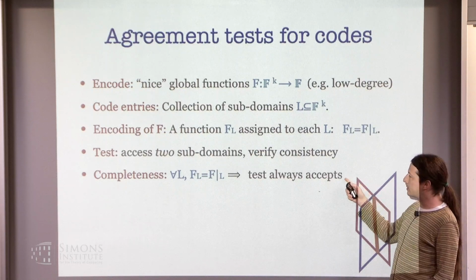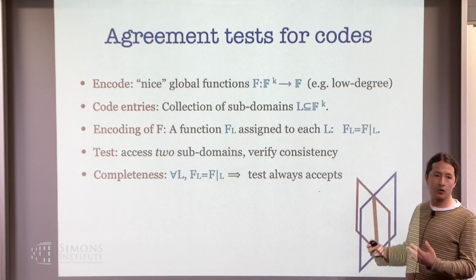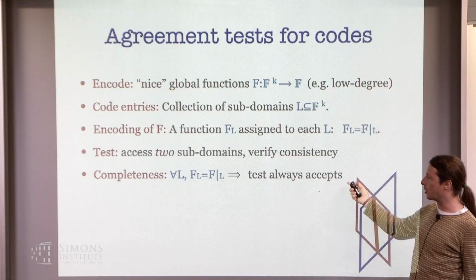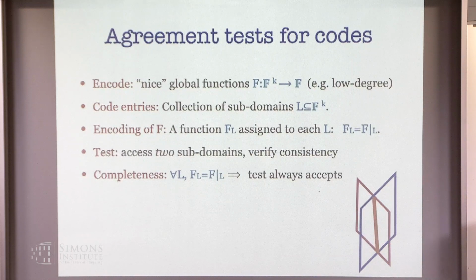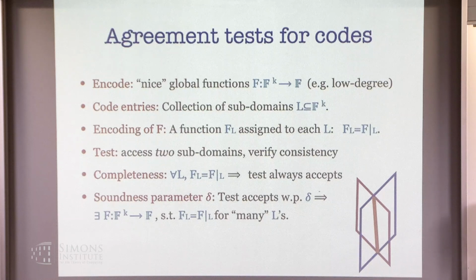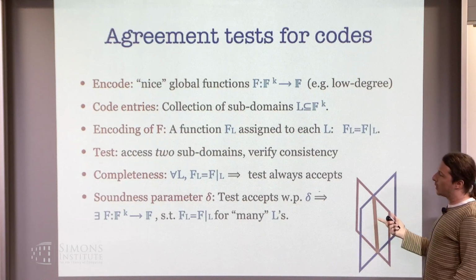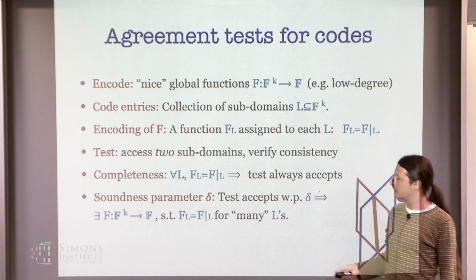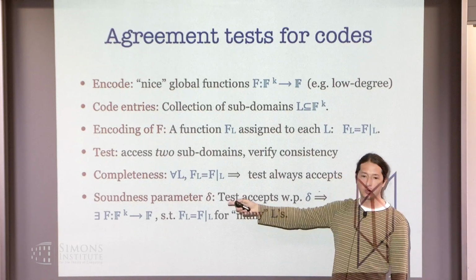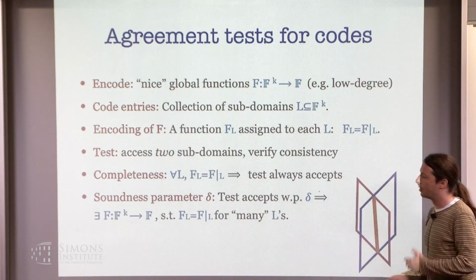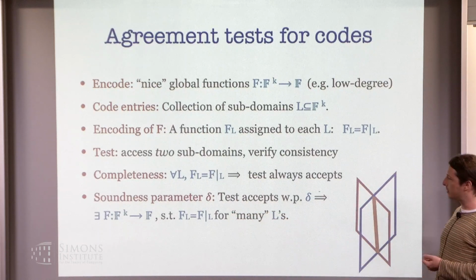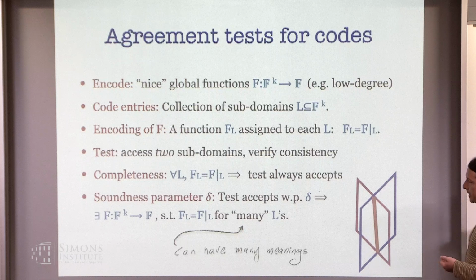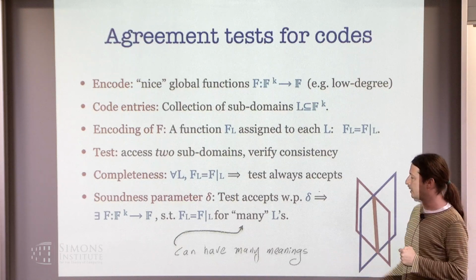And for completeness, of course, if these are all restrictions of some global function, we will always accept. So we have completeness 1. And the soundness parameter is delta if we can somehow prove that when the test accepts with probability delta, then there must be some global function that agrees with many of the subdomains. And many can have many meanings, and you really need to be careful about what it means.